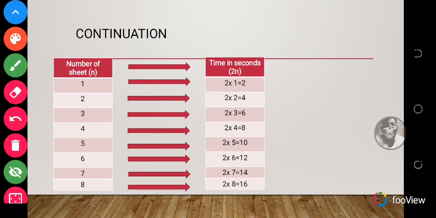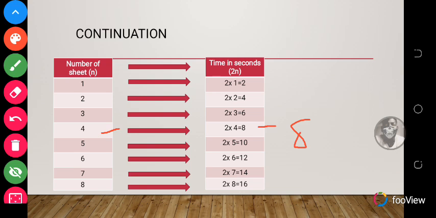So if number of sheets is 1, you realize that 2 multiplies n, and n is 1. So 2 multiplies 1, and what do we get? We get 2. If number of sheets is 2, 2 multiplies n, which is n is equal to 2, so 2 times 2 is 4. If number of sheets is 3, 2 multiplies 3 and we get 6. If number of sheets is 4, 2 multiplies 4 and we get 8.